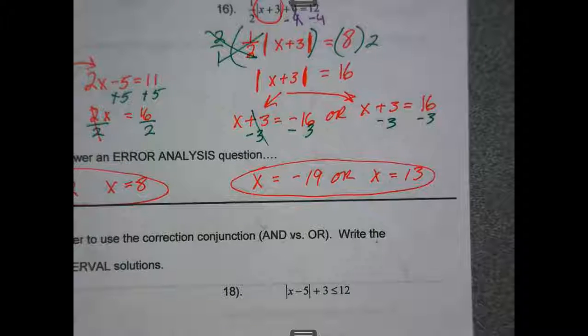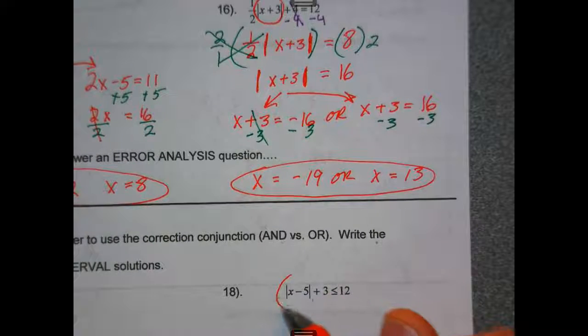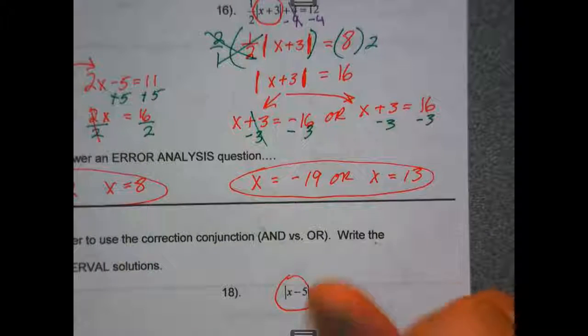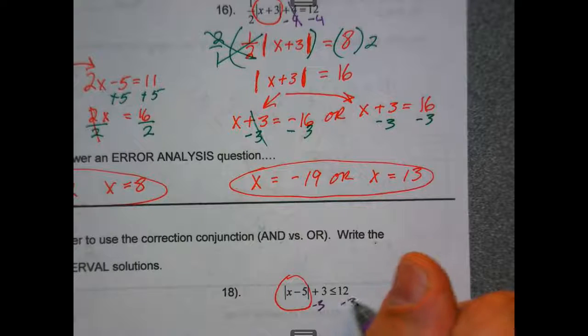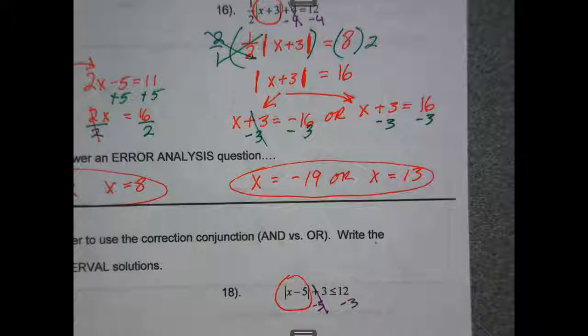Number 18. Have to get the absolute value by itself first. So I'm going to subtract 3 from both sides. So I get the absolute value.